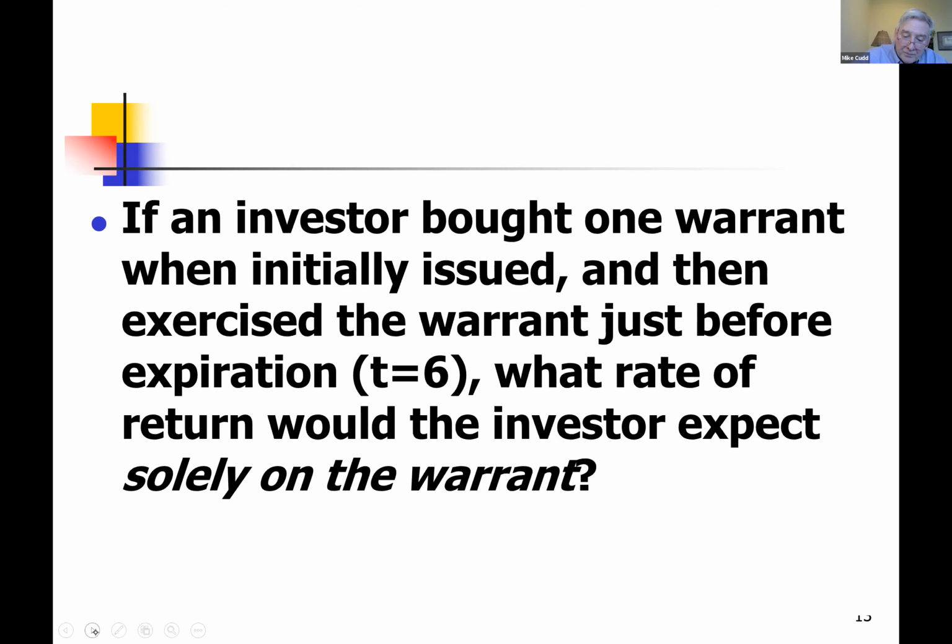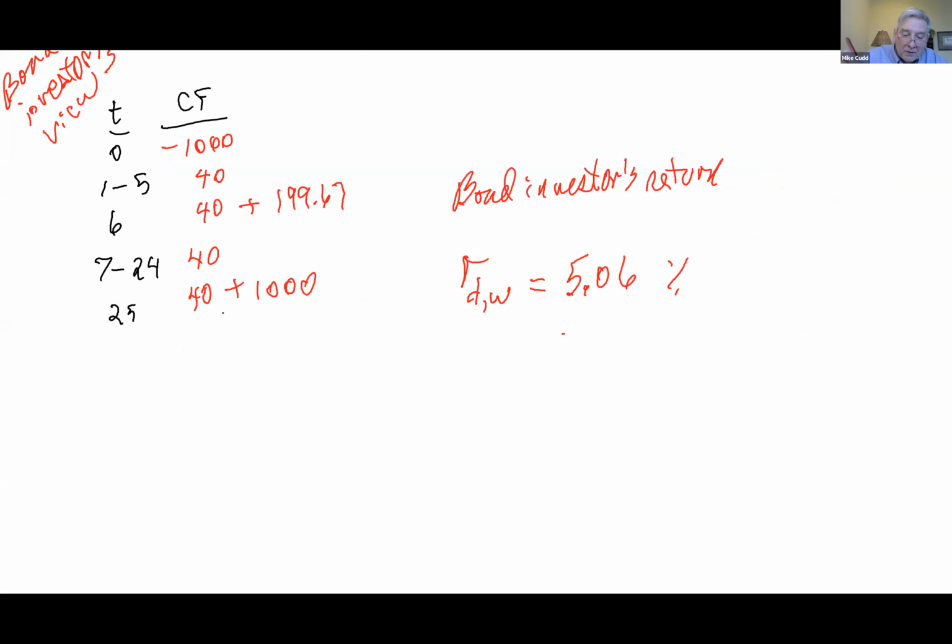So we want to see what the rate of return would be to someone that bought the warrant, let's say they bought it for its, what was our theoretical value earlier, 371, I think. What if they bought the warrant for 371, held it for 6 years, and then exercised it?